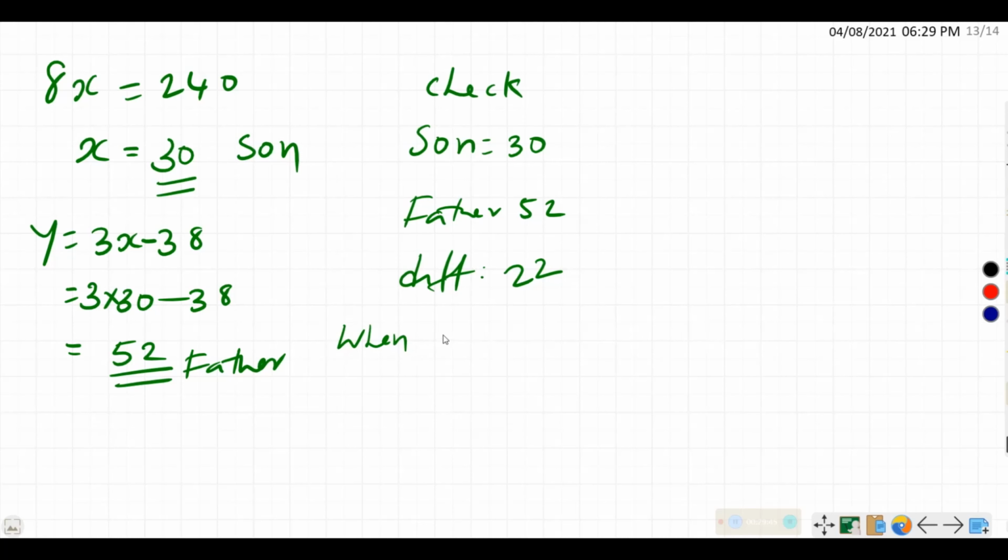When son will become father's age, son should become 52. That means 22 years plus to son, then 22 years plus to father. He will become 74 years old, and together it will become 126 as given in the question.